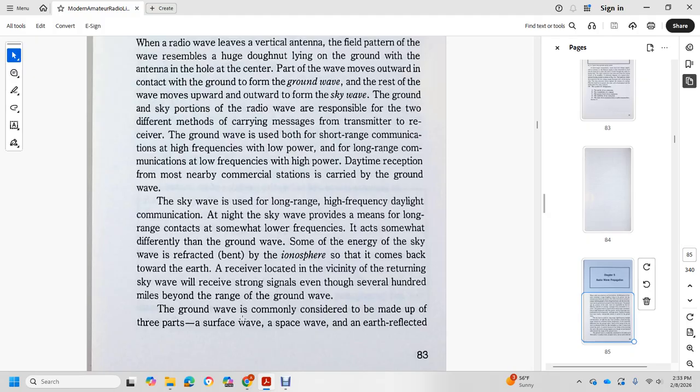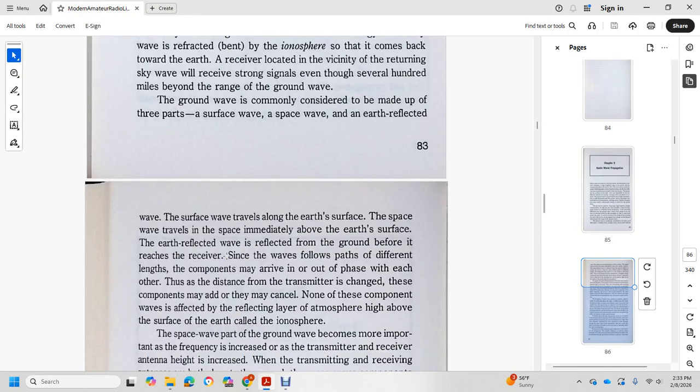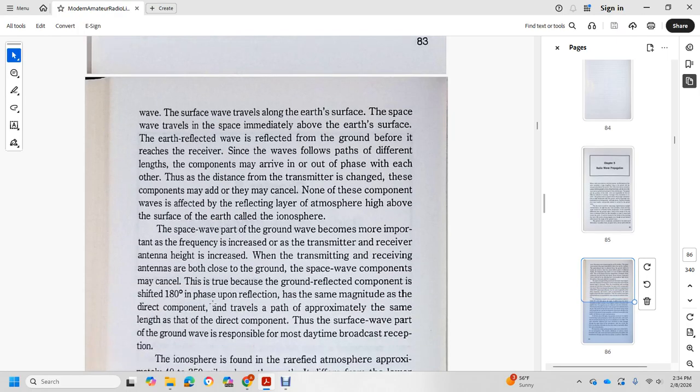The ground wave is made up of three parts: the surface wave, the space wave, and the Earth-reflected wave. The surface wave travels along the Earth's surface, and the space wave travels in the space immediately above the Earth's surface. The Earth-reflected wave is reflected from the ground before it reaches the receiver. These components follow paths of different lengths, and may arrive in or out of phase with each other. Thus, depending on the distance from the transmitter, the components may be additive, or they may cancel. None of the components is affected by the reflecting layer of the atmosphere high above the surface of the Earth, which we call the ionosphere.